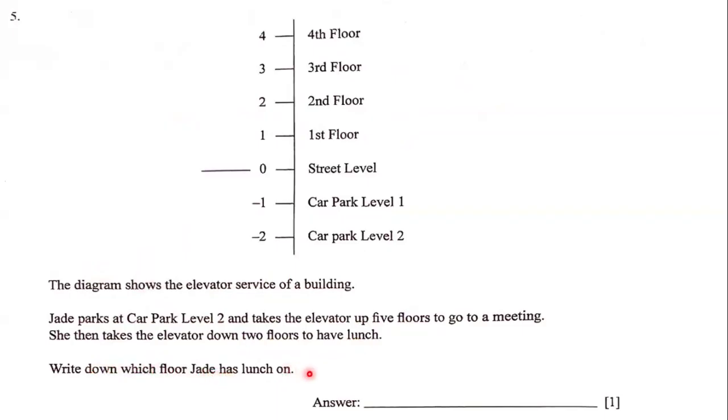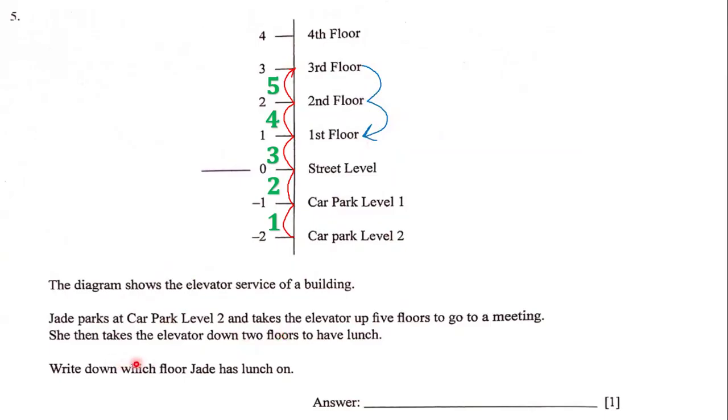So Jade parks at car park level 2, right there. Then she takes the elevator 5 floors, so we have to move up 5. That's going to be 1, 2, 3, 4, 5. That means she would be on the 3rd floor. But then she takes the elevator down 2 floors to have lunch, so we have to go down. This is 5 up, but then we have to go down 2 because it says that she then takes the elevator down 2 floors. So we go down 2. This is going to be 1 and 2.